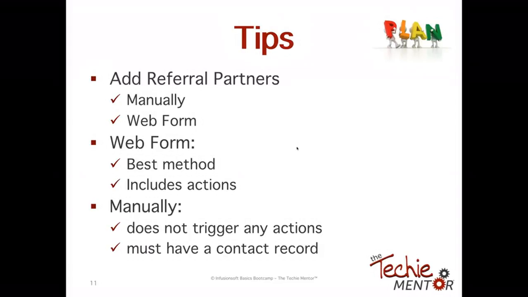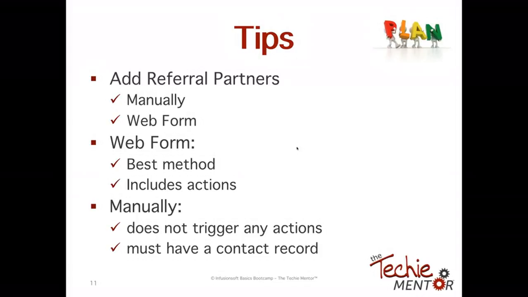And you can either add them manually or you can add them via a web form. You know, the web form that you could put on your website or any website. Could be on a sales page, could be on an opt-in page, whatever. The web form is the best method because it will include your actions. So in other words, it will trigger any actions or sequences that you have assigned to your affiliate program. And we're going to look at actions and sequences later in this program. But that way you can make sure that they get the right tag and they get the right broadcast message and they get their login information. All that kind of stuff is what's usually attached to the web form.